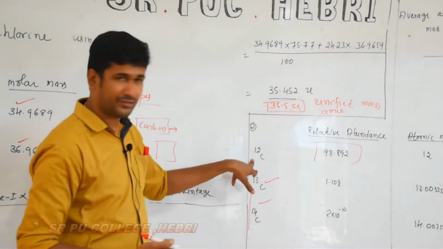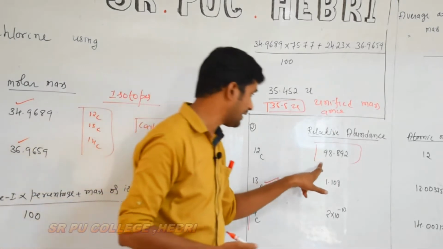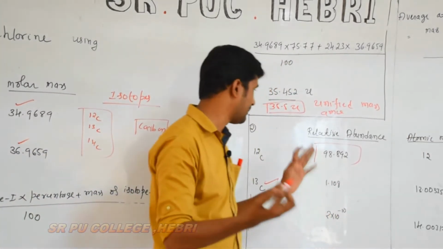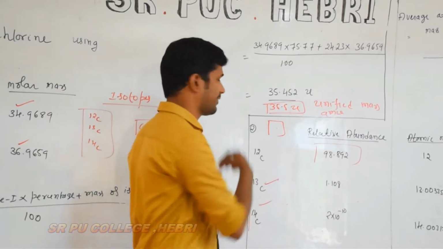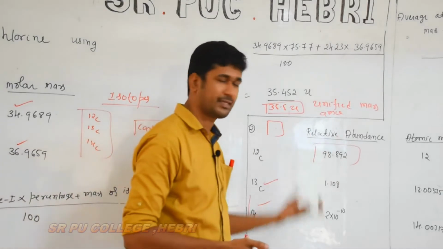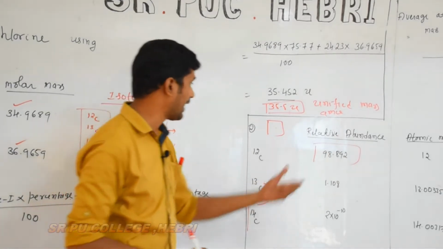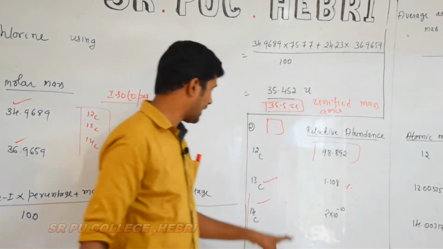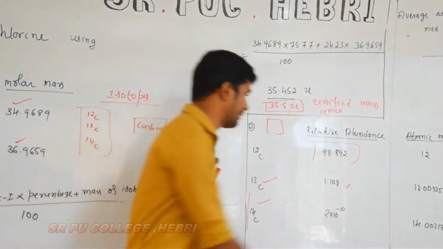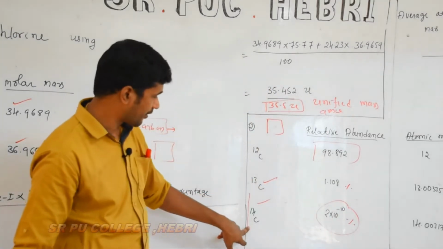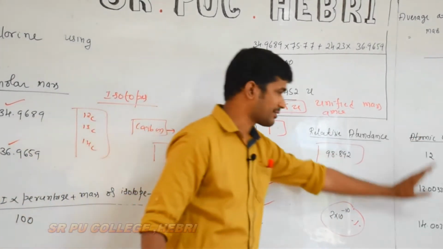Here the carbon 12 isotope has a percentage of 98.892 in the sample and its atomic mass is 12. A carbon sample is given. In that sample you have 98.892 percent of carbon 12 isotope, 1.10 percent of carbon 13 isotope, and 2 into 10 to the power of minus 10 percent of carbon 14 isotope. It's very small and negligible. Their masses are also given.